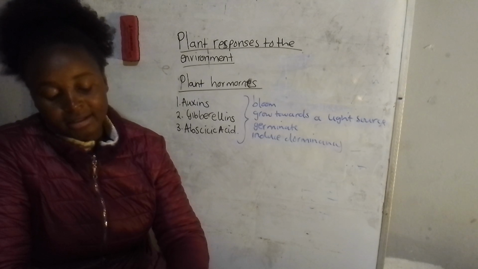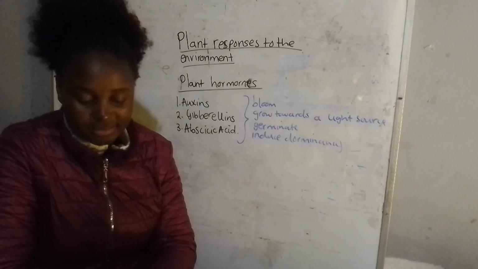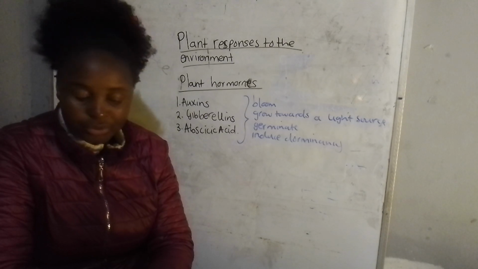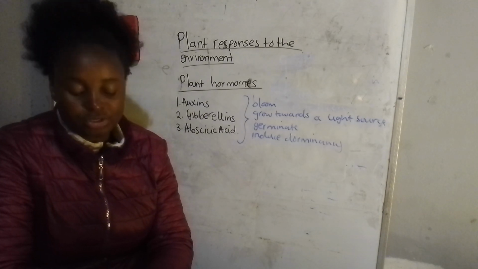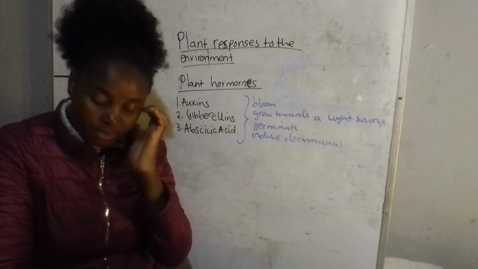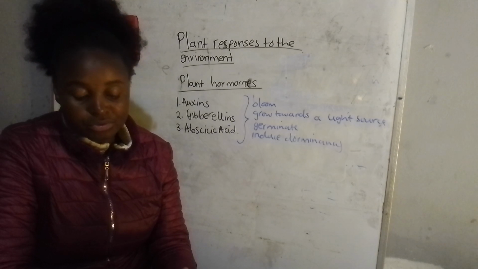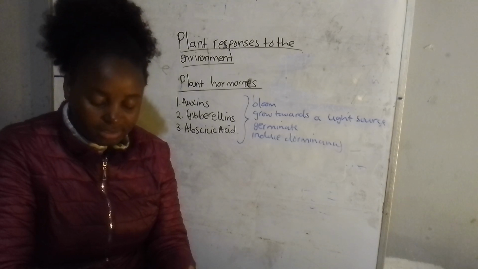And then now looking at the gibberellins, these ones, they stimulate stem elongation as well. They stimulate root growth. They also stimulate the germination of seeds. They promote flowering as well. So this one doesn't have as many roles compared to the auxins.